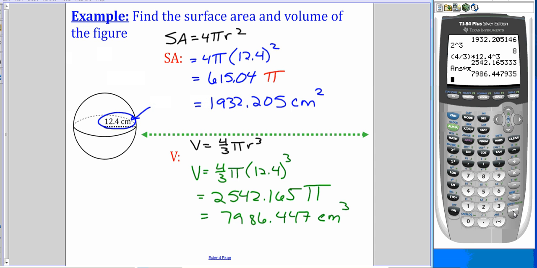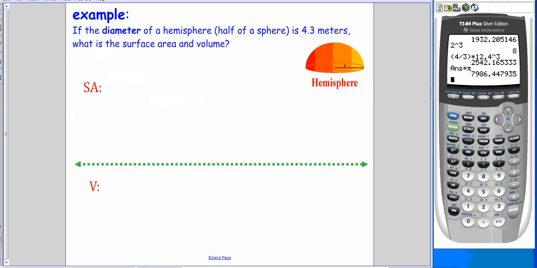Now the next one is also an example. So we have a hemisphere, which is half of a sphere, and the radius is 4.3 meters. The question is, what are the surface area and the volume? So we're going to do the surface area together. You are going to end up doing this one, the volume.